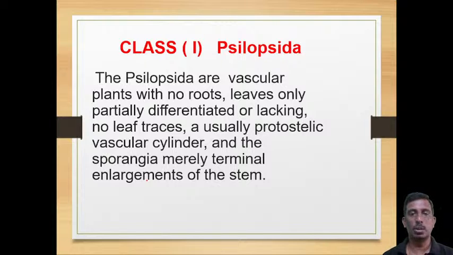When you come to Psilopsida, they are vascular plants. They don't have well differentiated structures like root, stem and leaf. And the stele is protostelic. Protostelic means simple stele. In the center there is xylem surrounded by phloem.